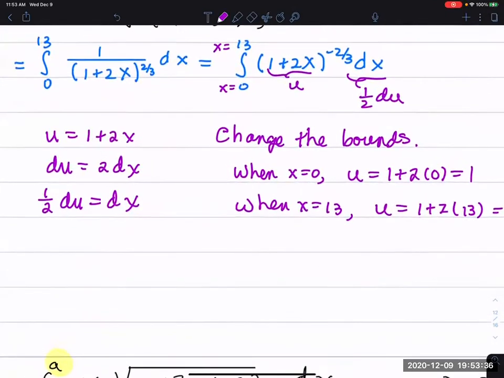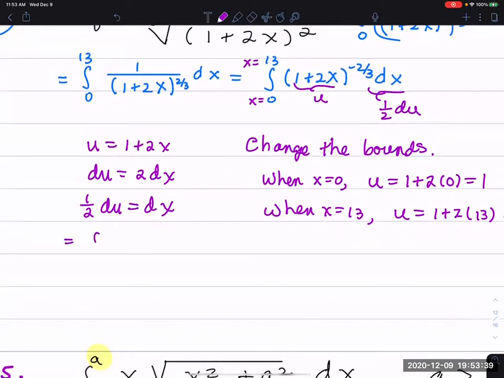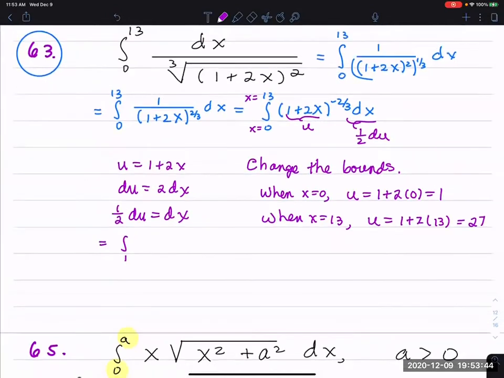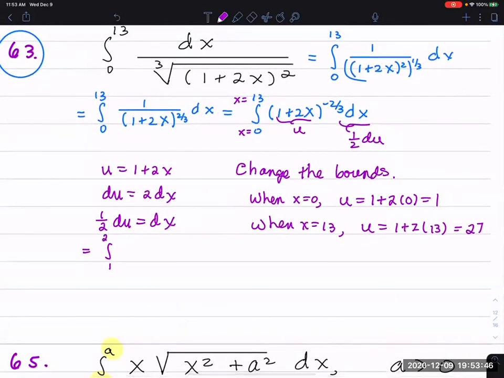So putting all that together, I get this whole thing as the integral, not from 0 to 13, but from 1 to 27, u to the negative 2/3 power times 1/2 du. Let's bring the 1/2 to the front. Now, for u to the negative 2/3, I'm going to use the power rule. I add 1 to negative 2/3, and I have u to the 1/3, divide by 1/3, from 1 to 27.